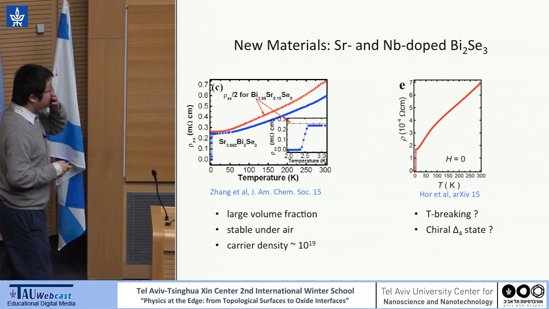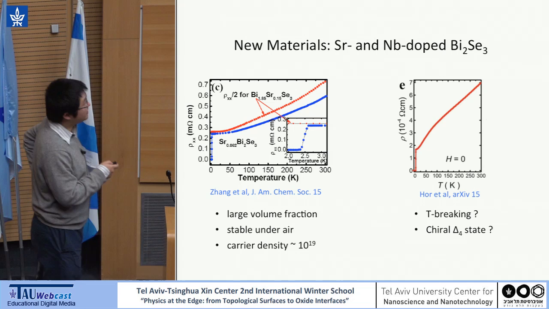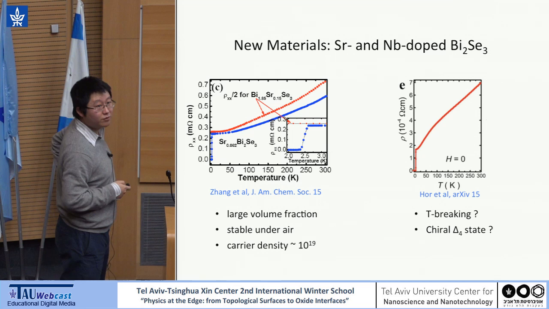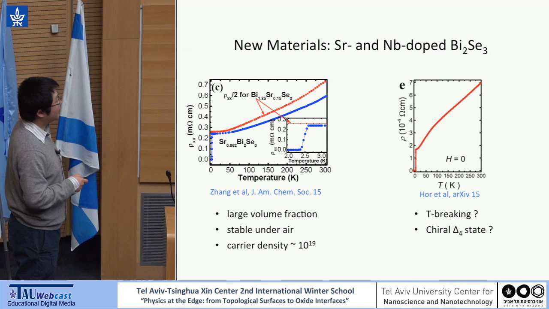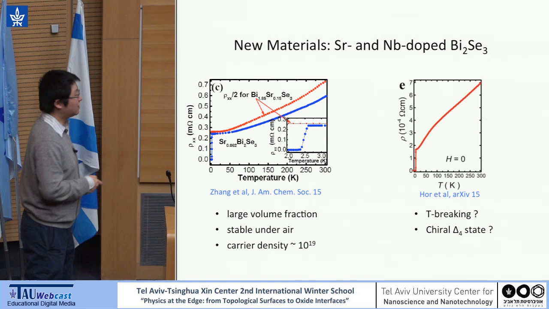In addition to copper doped bismuth selenide, recently there are two more doped bismuth selenides being found, strontium and niobium doped. And they both become superconducting with Tc that's around 2 and 3 Kelvin. And for this strontium doped bismuth selenide, it has a large volume fraction, stable in air. It has a carrier density that's even smaller than copper doped bismuth selenide. It's an order of magnitude smaller.